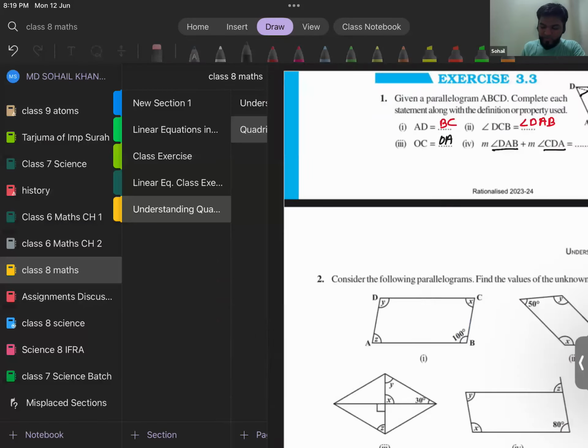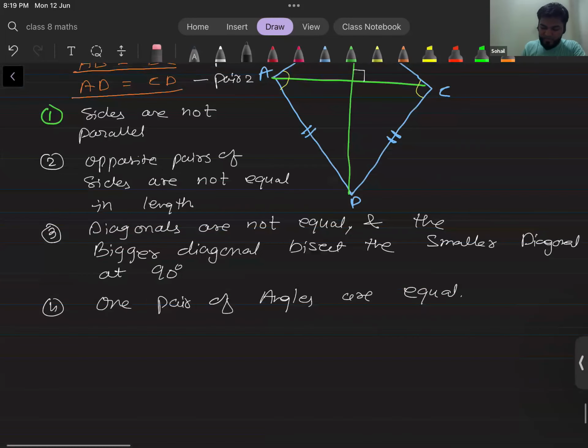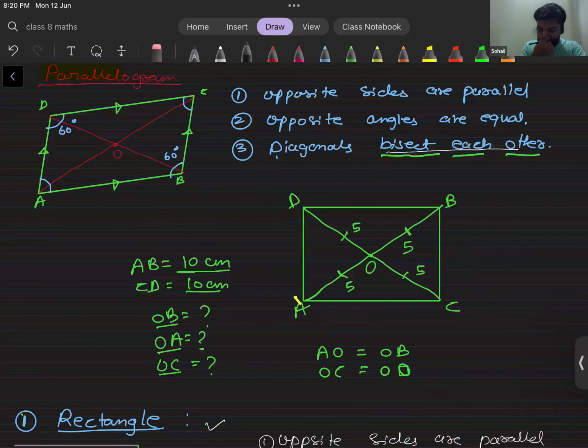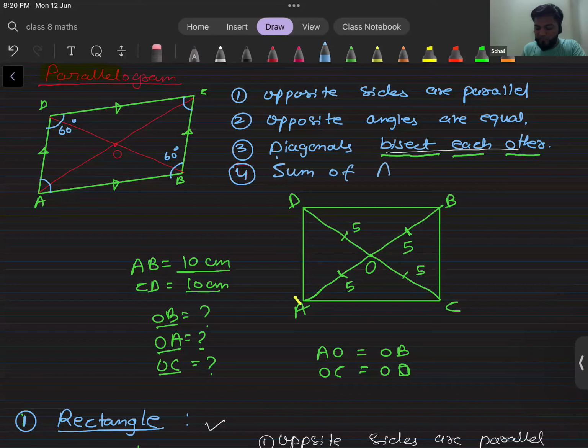There's one more property that was missed. The fourth property about a parallelogram is that the sum of adjacent angles is equal to 180 degree. So see in this figure, angle A and angle D. Angle A plus angle D is going to be 180 degree.